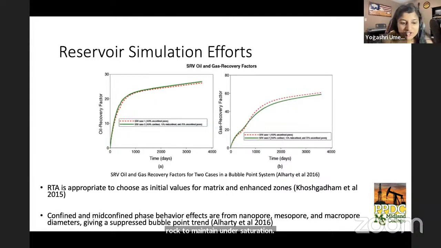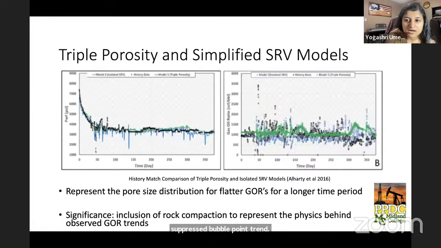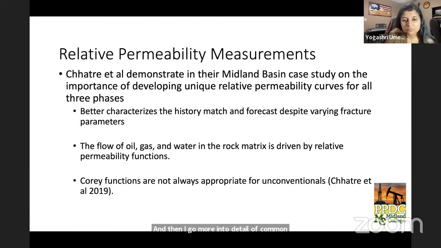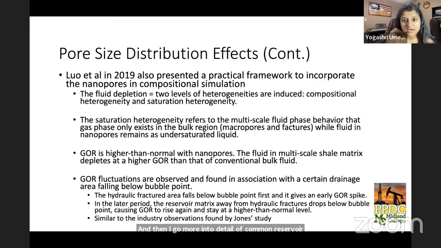Then you'll look at reservoir simulation efforts where RTA is appropriate to choose as initial values for matrix and enhanced zones. Confined and mid-confined phase behavior effects are from nanopore, mesopore, and macropore diameters, giving a suppressed bubble point trend. There are some triple porosity and SRV models we'll go into in the course, and they'll represent different pore size distributions for flatter GORs for a longer time period. This is the inclusion of rock compaction to represent the physics behind observed GOR trends. And then I go more into detail of common reservoir models, relative permeability measurements, and pore size distribution effects.